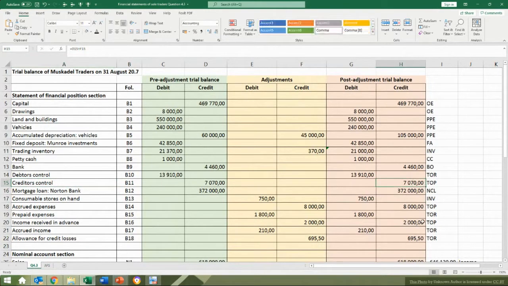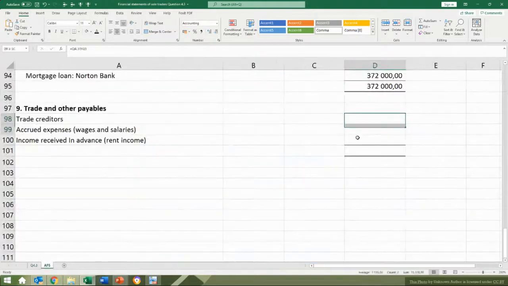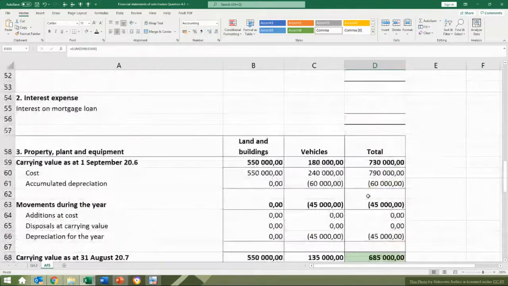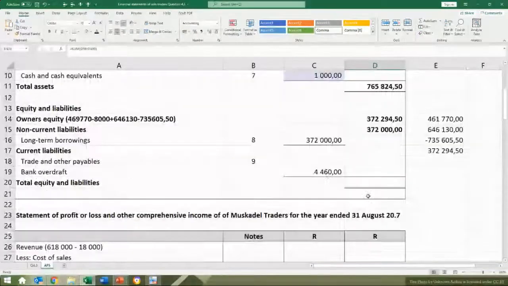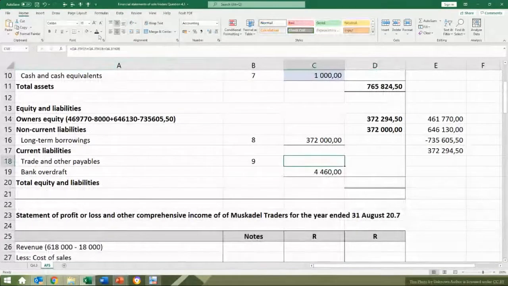Creditors control is 7070, and then we will use the accrued expenses of 8,000 Rand that we need to pay, and then let's see if there's another one, income received in advance of 2,000, which is also trade payable if we need to repay it. So if we add all of those items together, our trade and other payables is 17,070 Rand, and we would then add it in here.